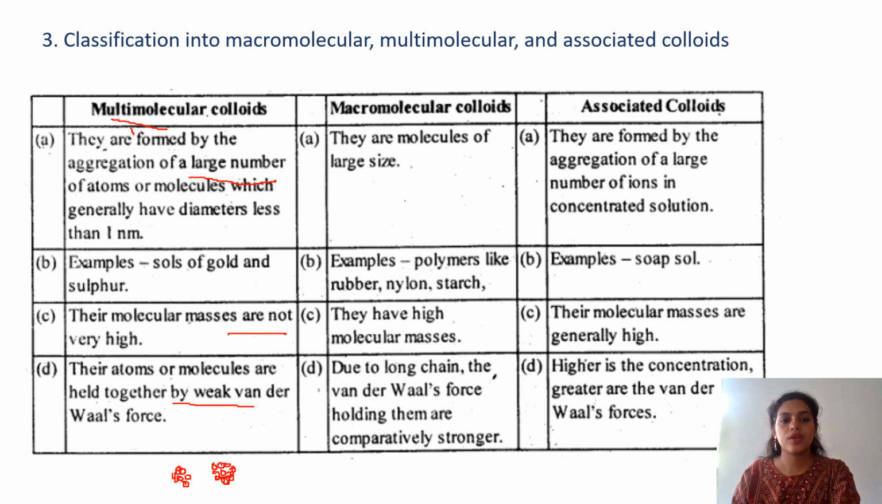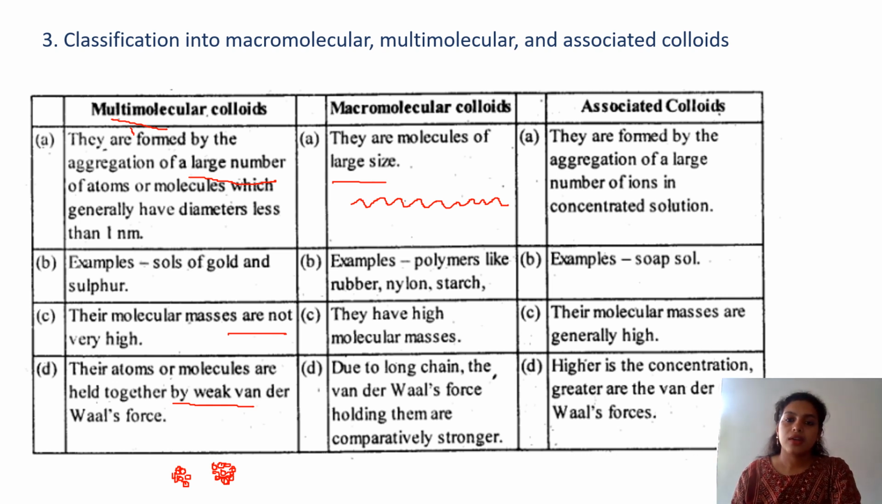So they are molecules of larger size. The speciality here is that one individual molecule will be in the colloidal dimension. Okay, for example, for rubber, even one molecule will be very long. So that single rubber molecule itself will come within the colloidal dimension. Okay, so they have very high molecular masses. Due to the long chain, the van der Waals forces holding them are comparatively stronger.